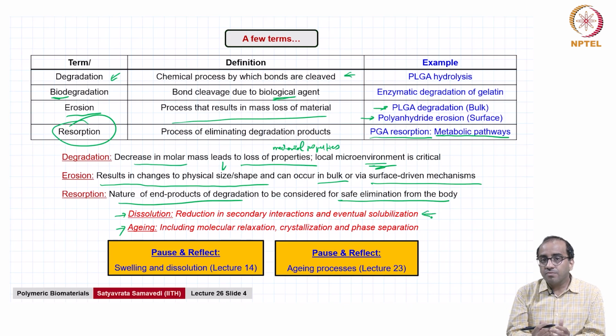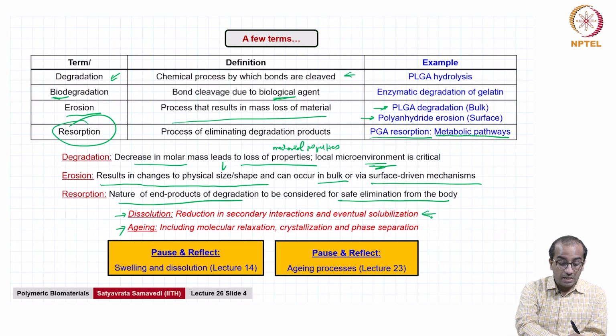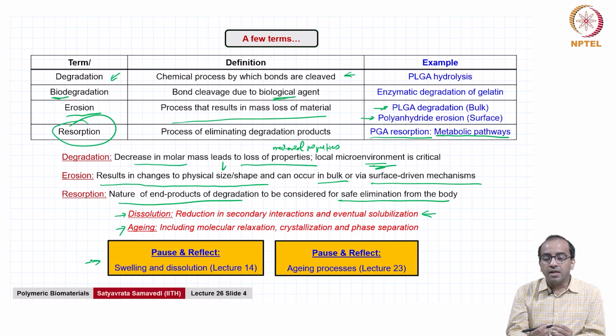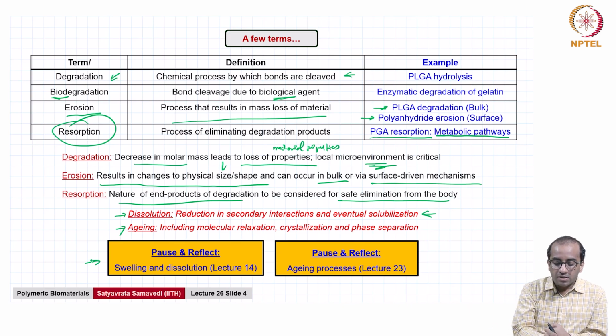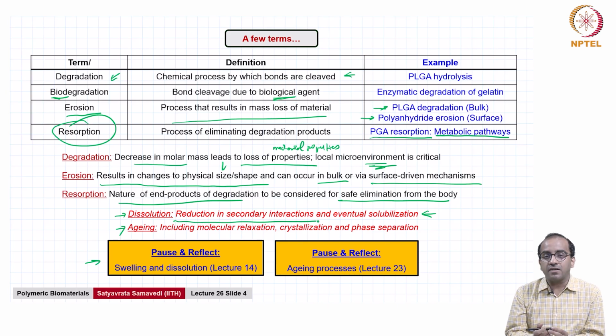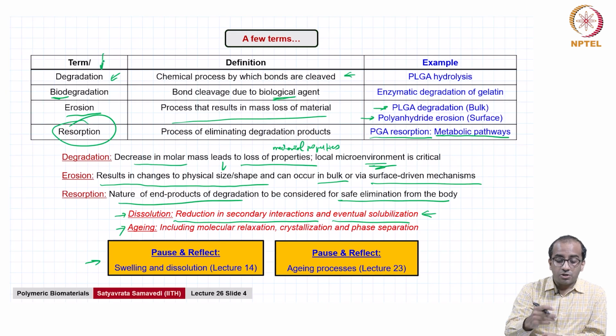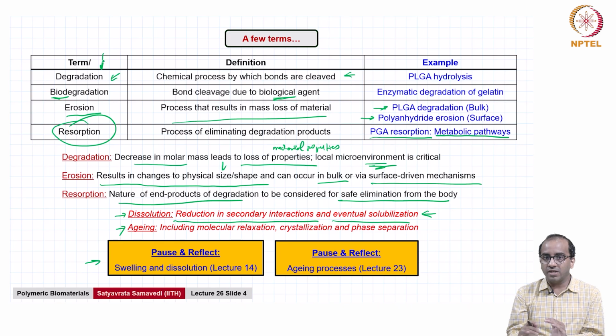Dissolution is simply you taking a polymer, and this is something we have seen in lecture 14 in great detail, where you take a polymer and you dissolve it in a solvent, right, where we have seen the different stages of solvent entrainment into the matrix, swelling, gel formation, and then eventual dissolution, where primarily you are talking about a reduction in or the breaking up of secondary interactions, right, and eventual solubilization. Whereas in degradation, remember, we are talking about a decrease in molar mass, where you are breaking apart the covalent bonds in the backbone. Those are not secondary interactions, right. So, clearly you see dissolution is quite different from degradation.